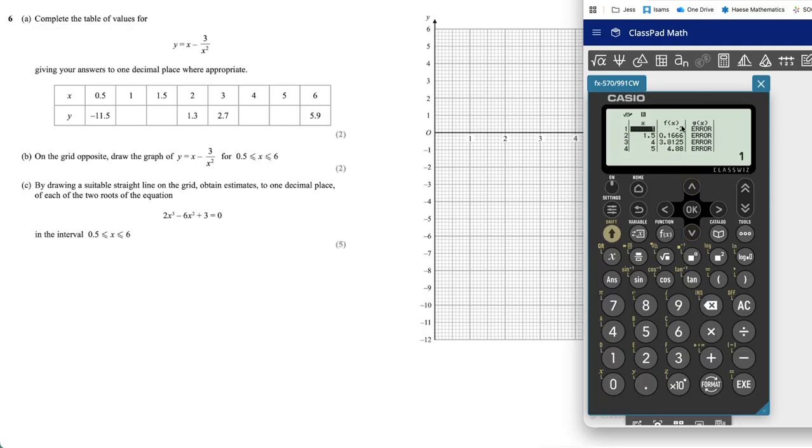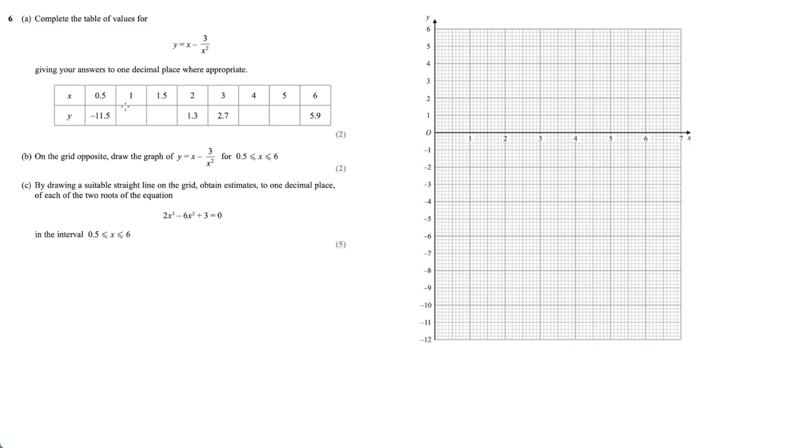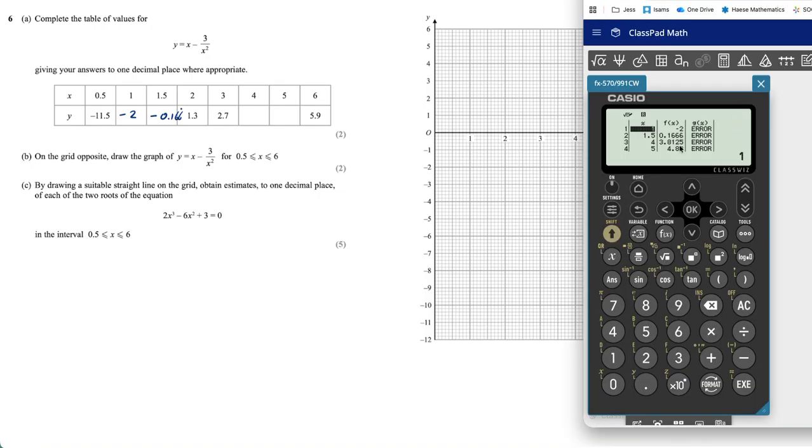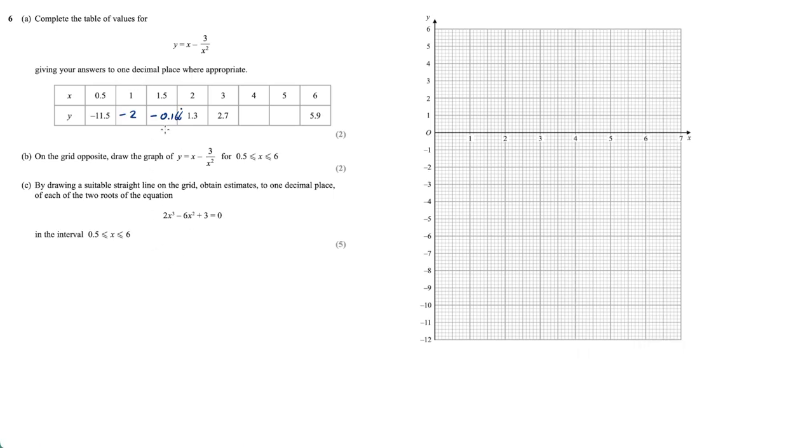So it's minus 2 minus 0.1666, so that's minus 2.166, well, I guess it's like that, 3.81, sorry, 1 decimal place, guys. Well, he says where appropriate, guys, so whatever.